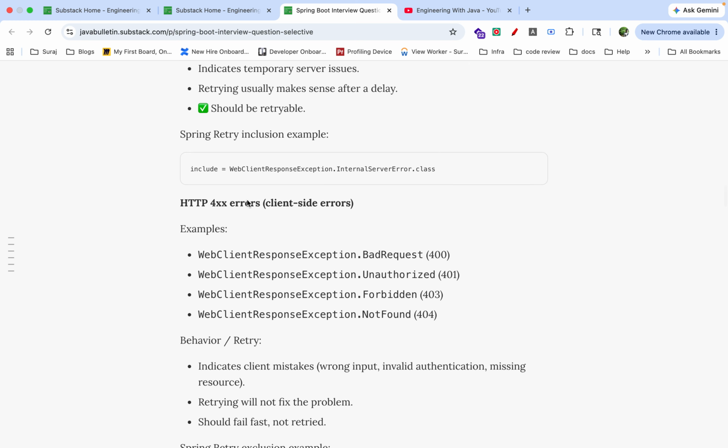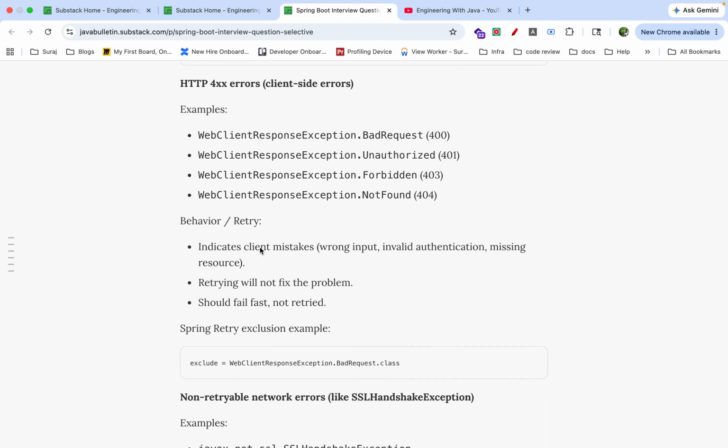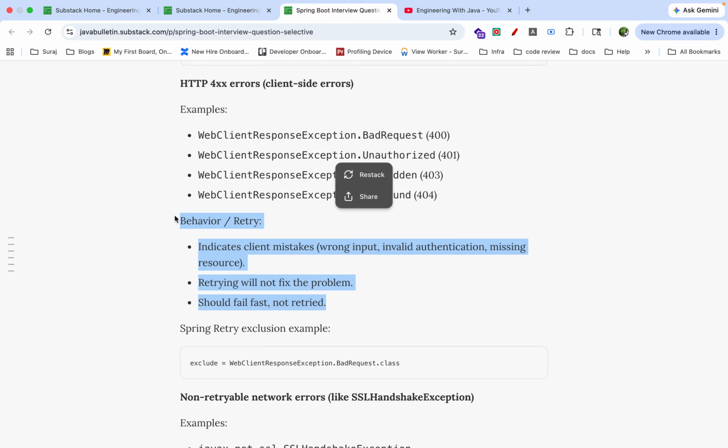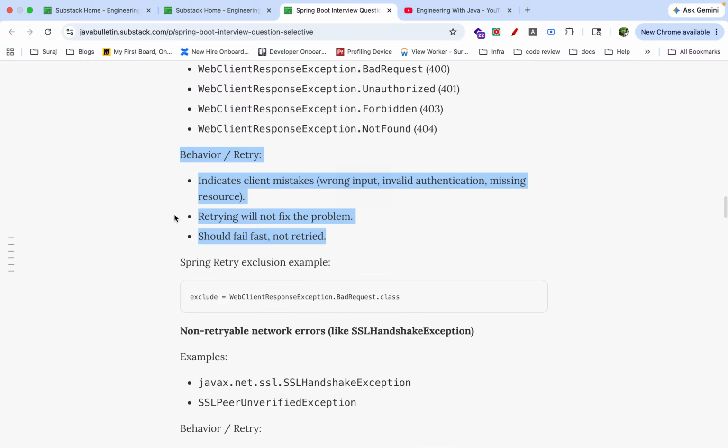Then comes the 4xx or 400 series, basically unauthorized, forbidden, not found. These are the requests that you cannot recover from. So there's no point retrying it. There is a client mistake that's been made. So retrying is basically not going to fix the problem. So we should just fail fast and not retry on these.